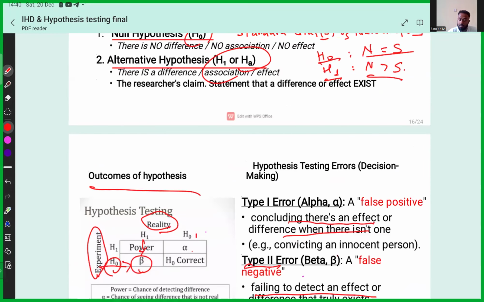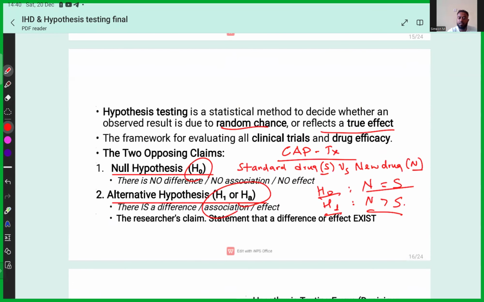So what's hypothesis testing? Hypothesis testing is a statistical method which helps us decide whether the observed result is due to a random chance or it is the reality or reflects the true effect. There are always two opposing claims: the null hypothesis, denoted by H0, and the alternative hypothesis, denoted by H1 or HA. The null hypothesis says there is no difference, no association, or no effect. And the alternative hypothesis says there is a difference, there is an association, or there is an effect.